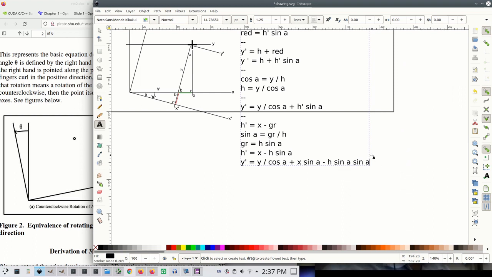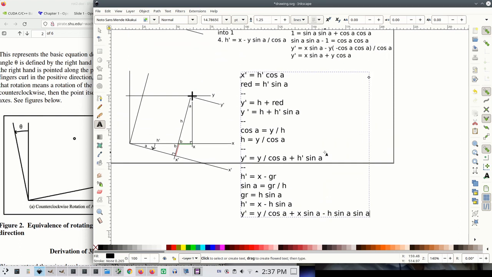Okay, so that's y prime, and what's missing now is h. So we need something for h. That's a given. H equals y over cos a. So we sub that in: y prime equals y over cos a plus x sine a minus y sine a by cos a.